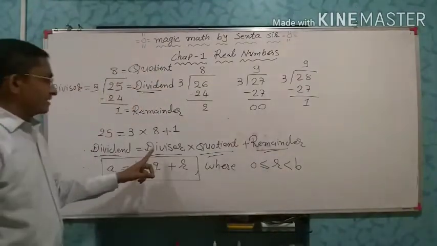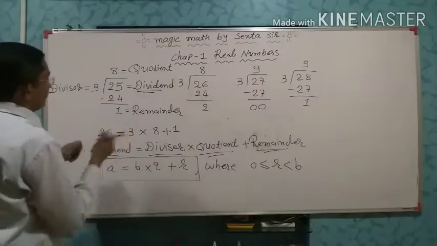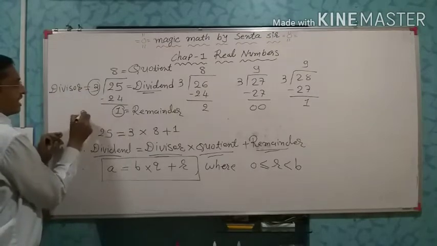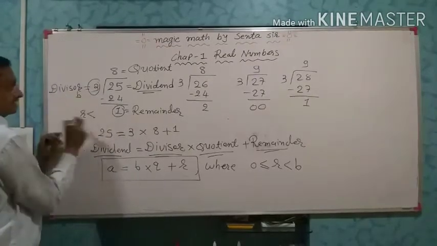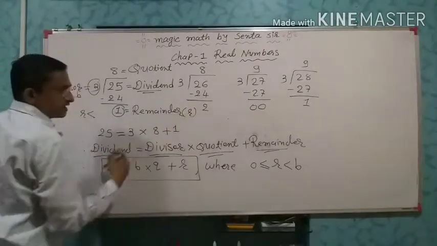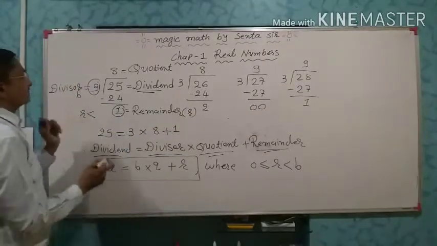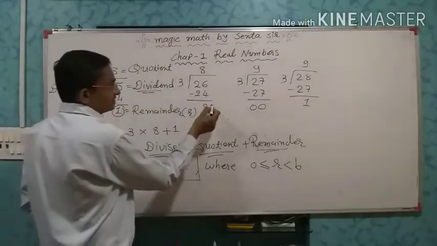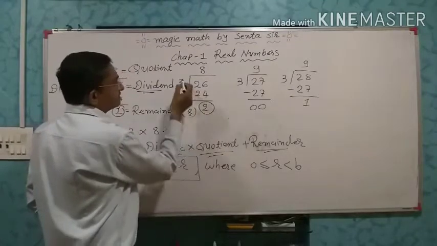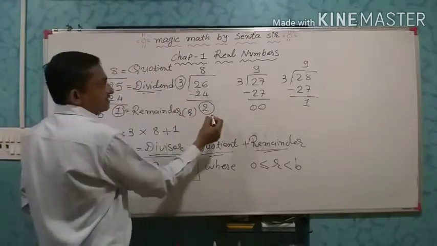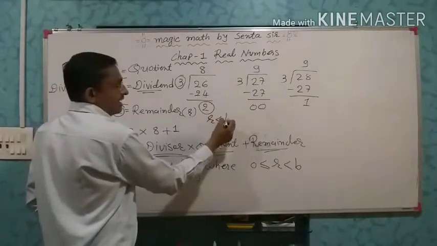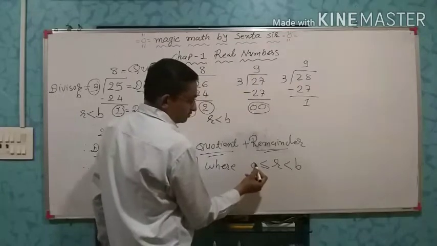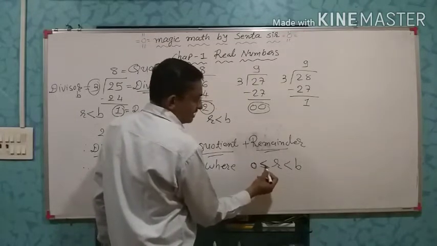B means divisor. Let us see. This is remainder, this is divisor. Remainder R is less than divisor B. What did he call the remainder? R, and the divisor? B. R less than B. Let us see here. 2 is remainder, 3 is divisor. R less than B. Let us see, remainder is 0. 0 less than or equal to.